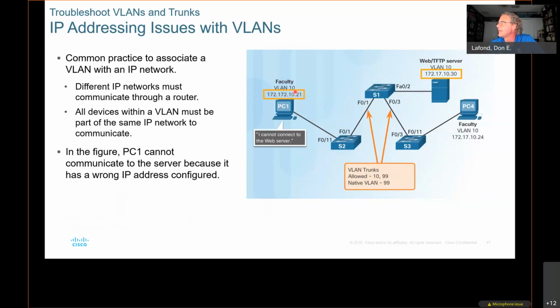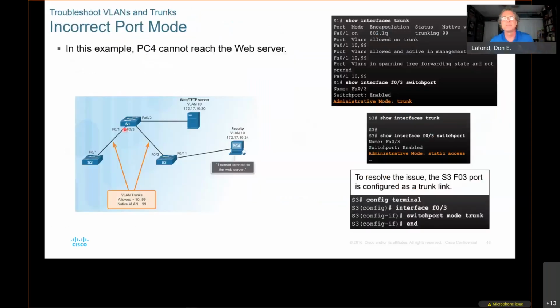172.172.10.21. That's in the 10 network, but look, it's communicating with another address in VLAN 10. But look, it's only 17. They forgot the 2, and typos will get you every time when it comes to an IP address, right? Good, you guys found it.